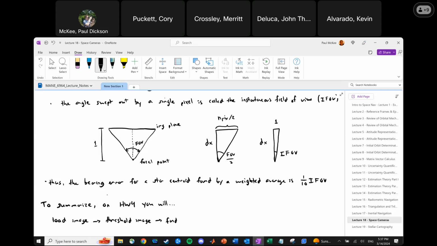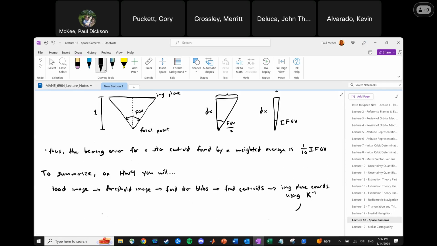Find star blobs. Find centroids of those star blobs using that weighted average. Okay. Those centroids now need to be converted to image plane coordinates, using the inverse of the camera intrinsic matrix. Okay, great. Those image plane coordinates have been distorted though, so now we need to undistort. And then finally, when we have our undistorted image plane coordinates, we normalize.